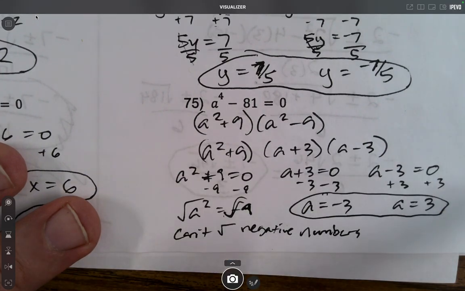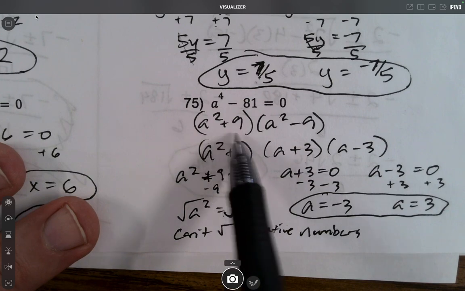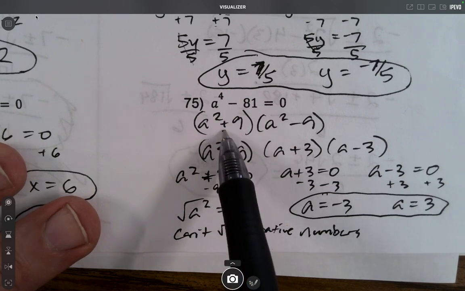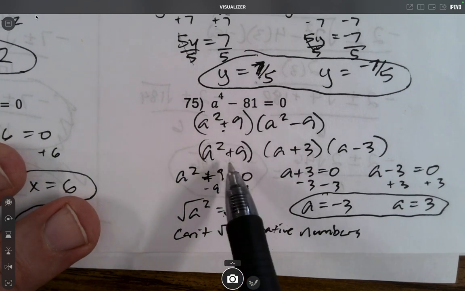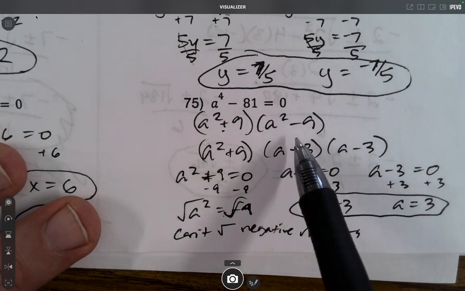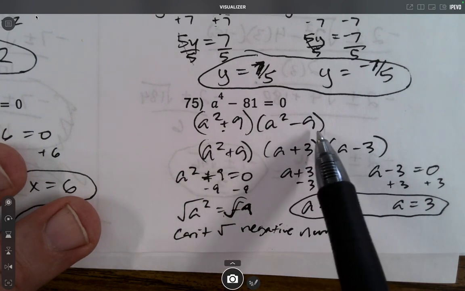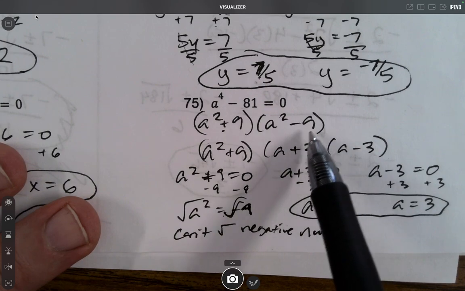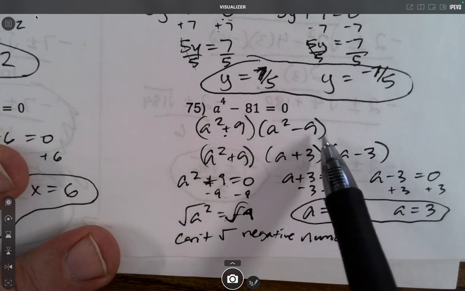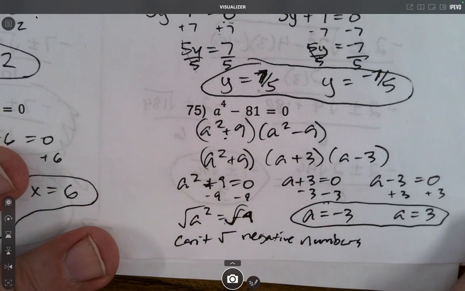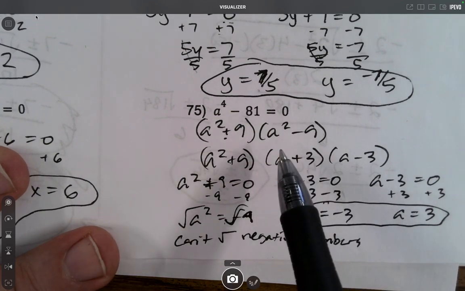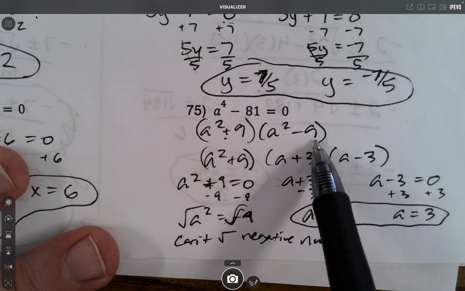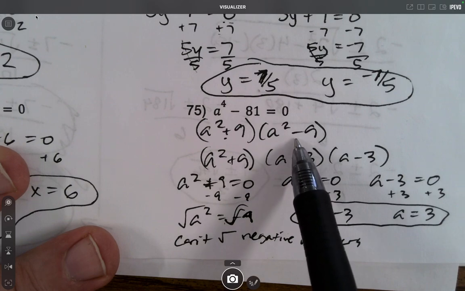Doesn't matter what order. Well, this is no longer a difference of squares because it's adding, not subtracting. So we can keep it, but it doesn't factor any further. But this one is another difference of squares, because we can still take the square root of both of those, and we're subtracting. So it's a difference of squares we can do again.